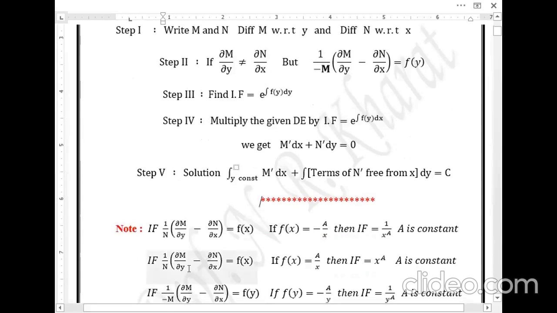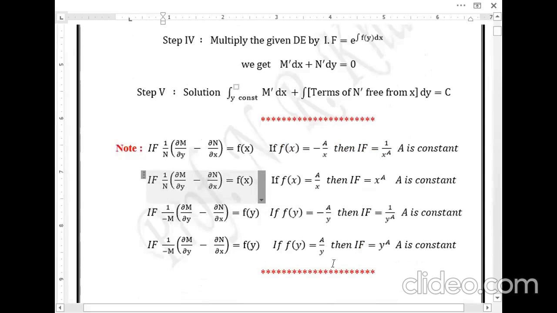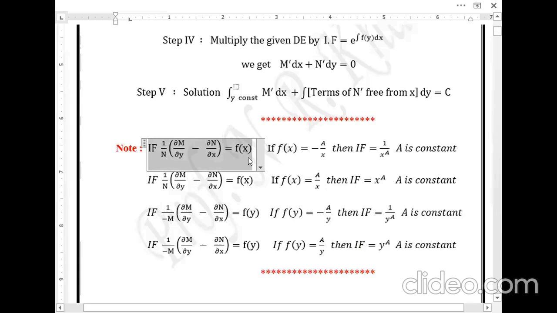So we will see some examples. Before the examples, we have some shortcut tricks to find the integrating factor of a differential equation. If the derivative of M with respect to y and the derivative of N with respect to x, their subtraction is divided by N, and we get only a function f of x, then rule number 3 is applicable here.